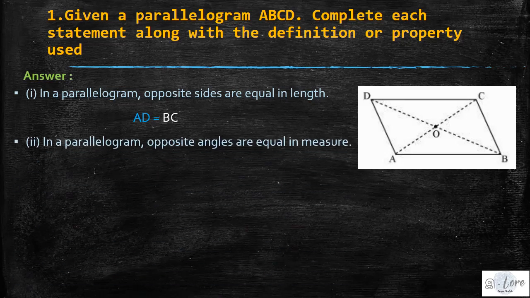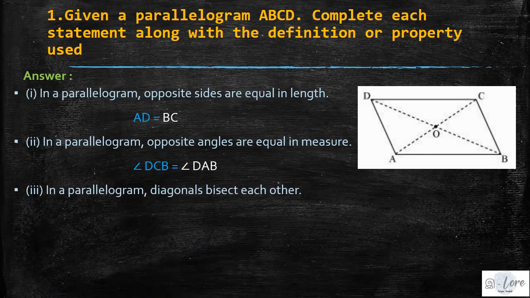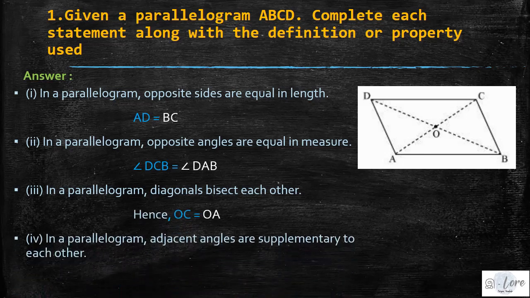For the second part: in a parallelogram, opposite angles are equal in measure. So angle DCB is equal to angle DAB. I hope you see the figure and can understand the concept. The third one: in a parallelogram, diagonals bisect each other. So bisect means we could say OC is equal to OA. Similarly, OB is equal to OD.